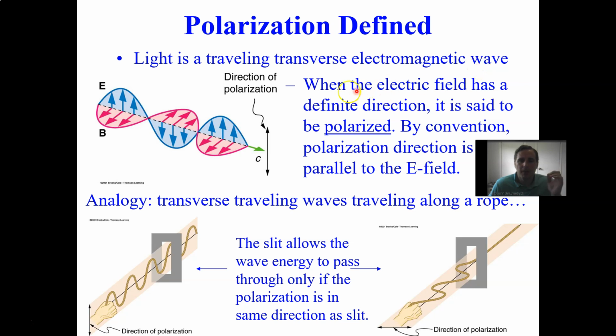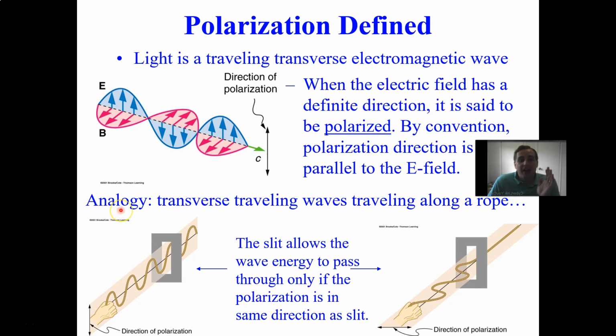So light is a traveling transverse electromagnetic wave. We already know that. When the electric field has a definite direction, the light is said to be polarized. By convention, polarization direction is parallel to the electric field. So if the electric field goes up and down a y-axis, that's the direction of polarization.